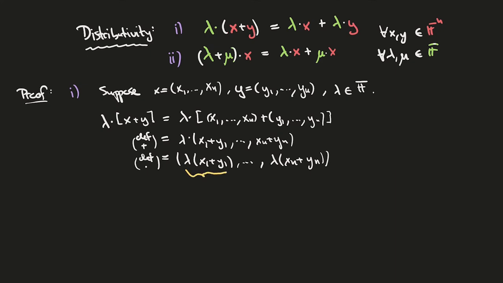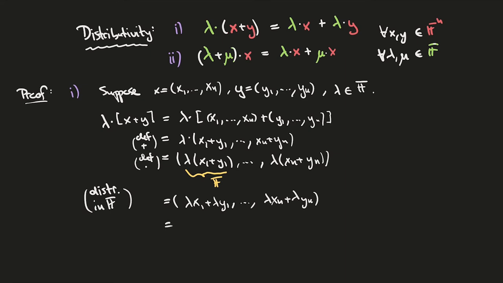Now we see that the operations in each coordinate, so the multiplication and the addition, are in fact multiplication and addition in F. And since multiplication distributes over addition in F, we can apply this rule to each coordinate to get that this is equal to lambda x1 plus lambda y1 all the way up to lambda xn plus lambda yn. To repeat, what we used here is the distributive property in the field F.